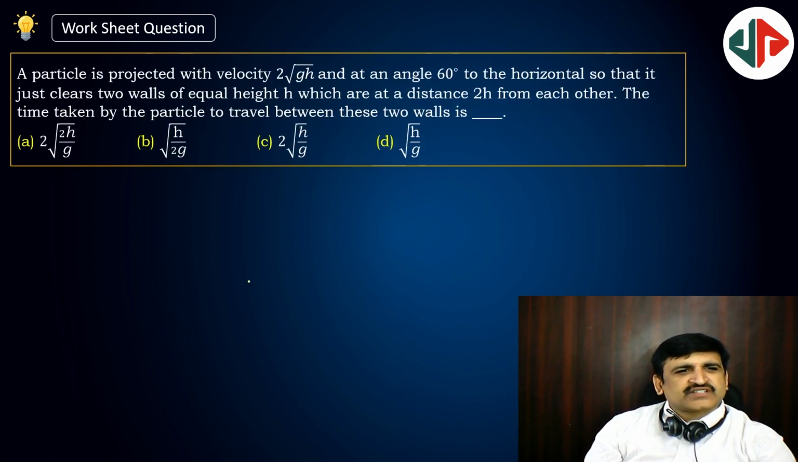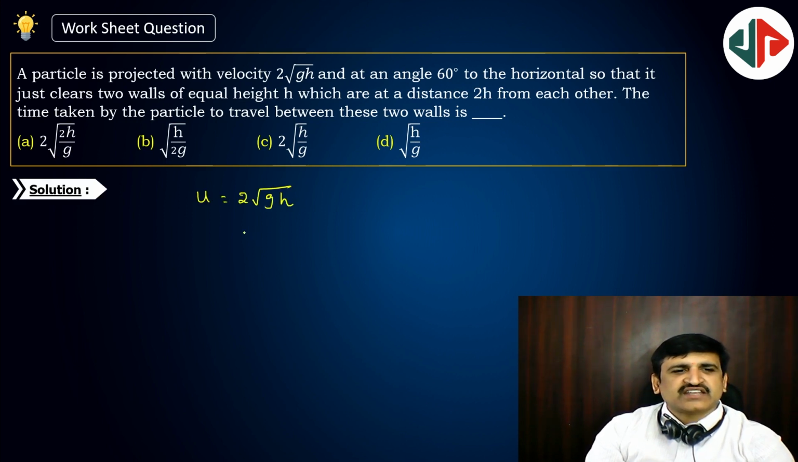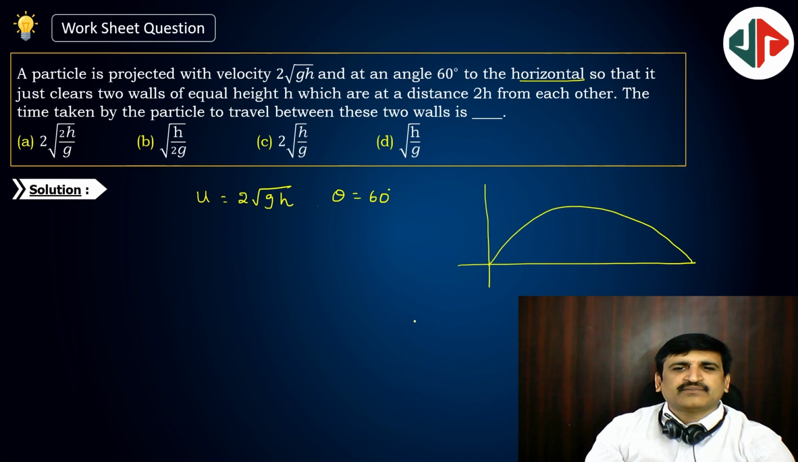A particle is projected with velocity u equal to 2 root gh at an angle theta equal to 60 degrees with the horizontal. I am very particular about this. Is it with horizontal or is it with vertical? That's important, right? So projected, and so that it just clears two walls of equal height h. These two walls are separated by 2h. What is the time taken to cover it?